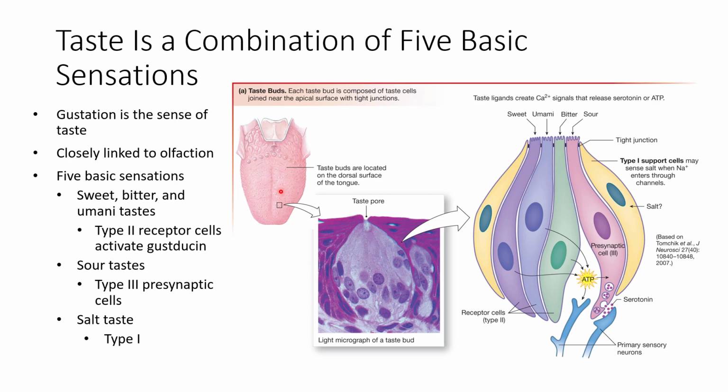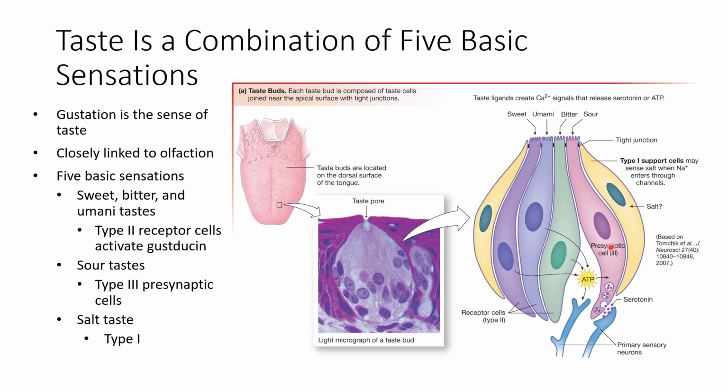Gustation is the sense of taste, and it's very similar to smell in that on our tongue, we have these taste buds that are found on the dorsal surface of our tongue. If we look at the taste bud, we'll see they start with a taste pore, and then inside we have these structures that are made up of three different types of cells. We have type 1 cells. These are support cells, similar to a glial cell. We have type 2 receptor cells and type 3 receptor cells.